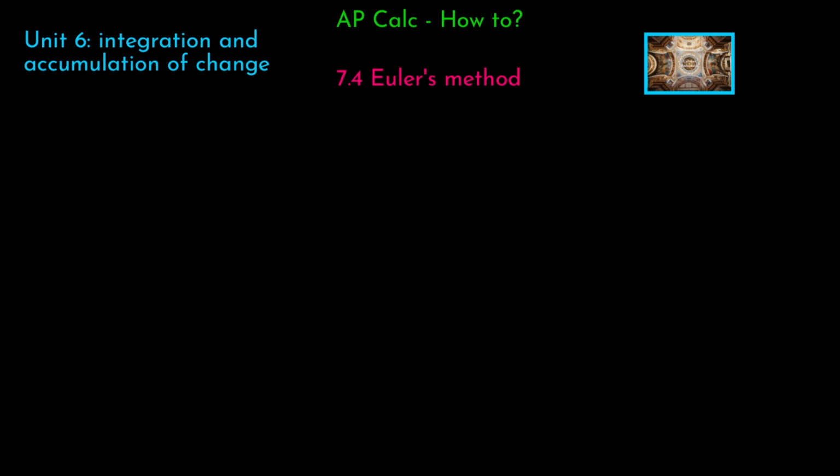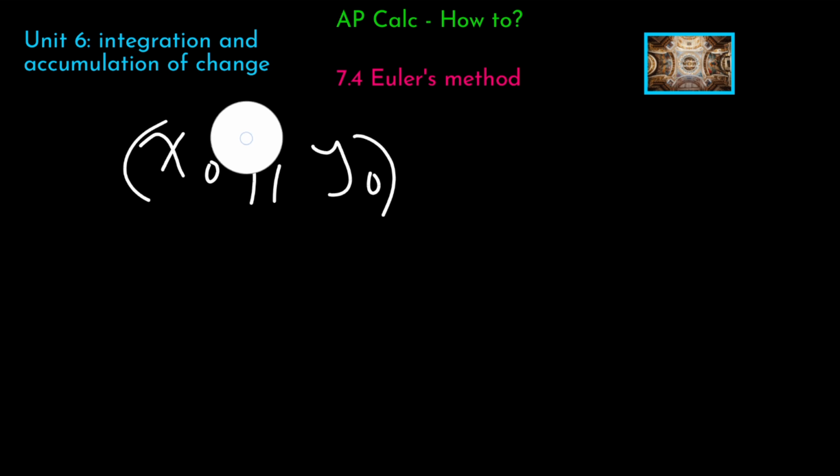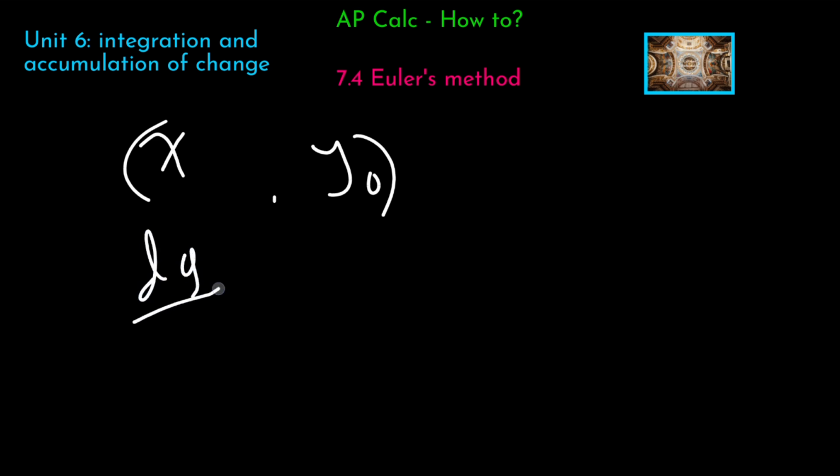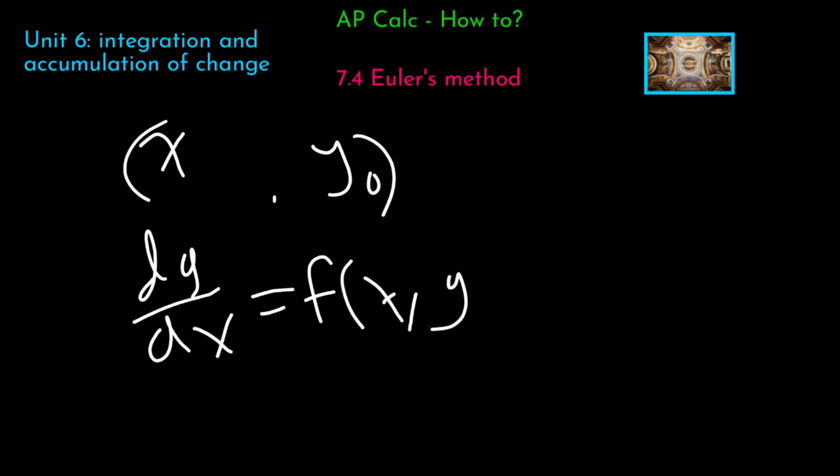So what is Euler's method? If you know a starting point, x, comma y, you know a differential equation equals f of x, comma y, and you know a step size, h. If you know these three things, then you can perform Euler's method. It allows you to estimate the value of a solution at the next x value.